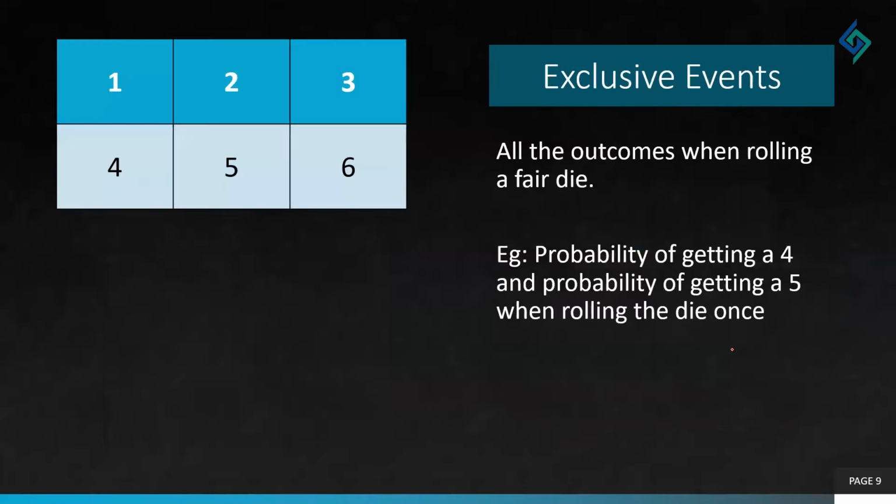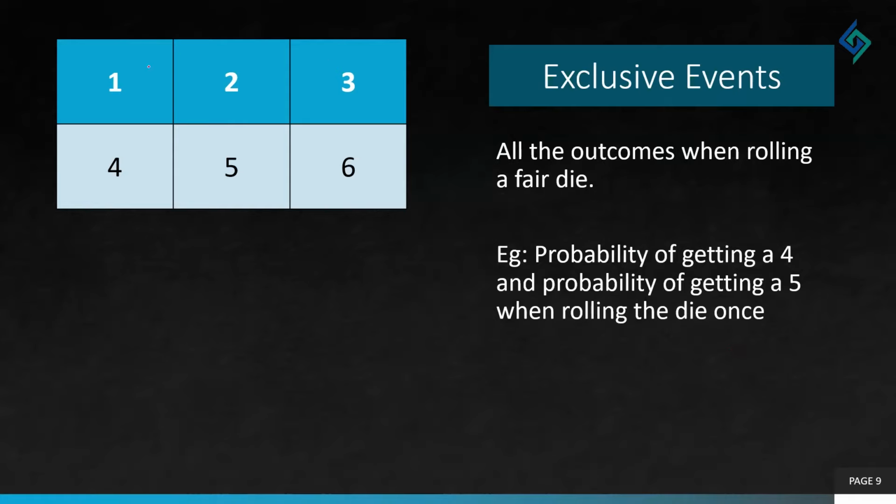First, let me take up mutually exclusive events. An example of mutually exclusive events is all the outcomes that are possible when you're rolling a fair die. For example, if someone asks you to consider the probability of getting a 4 on the top of the die when you are rolling a die, and the probability of getting a 5 on the top face of the same die, then these two events are mutually exclusive. Because if you roll a die and you get a 4, you cannot get a 5. If you get a 5, you cannot get a 4.